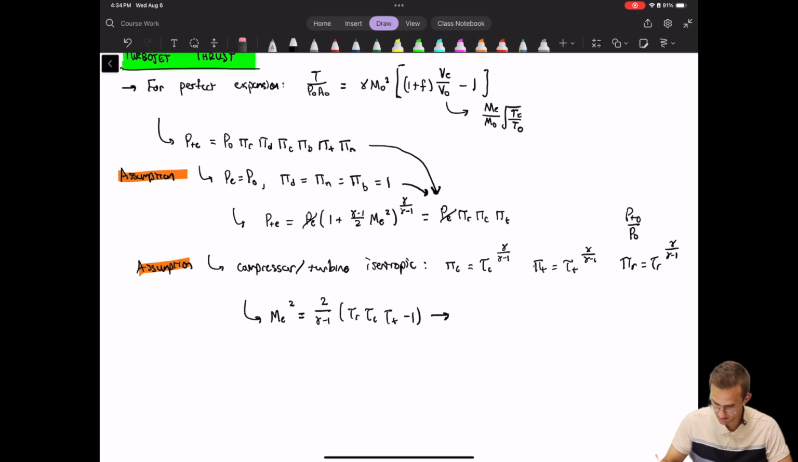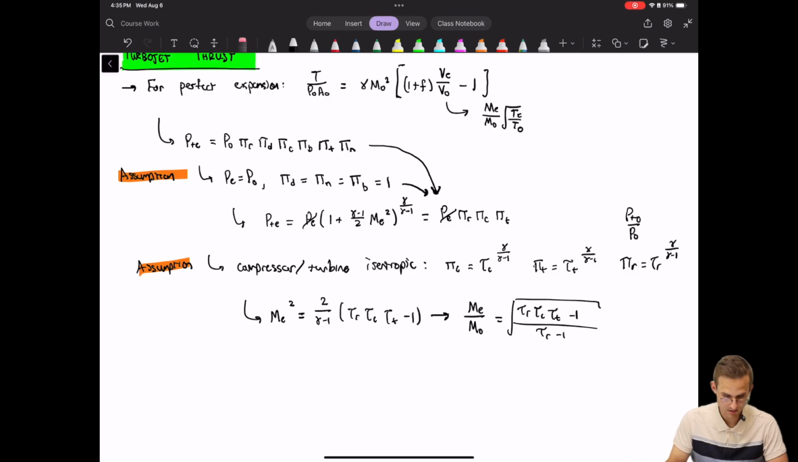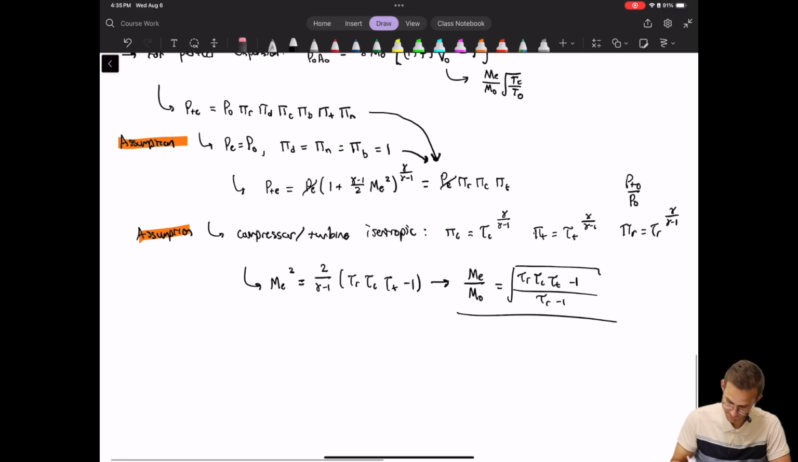Okay, and then we can see that our Mach number ratio that we needed to find for that component of the thrust expression, me over m naught, is equal to tau r, tau c, tau t minus 1 over tau r minus 1. So that's one piece that goes in there. Now let's deal with the temperature ratio. So now Te over T naught is what we want to find.